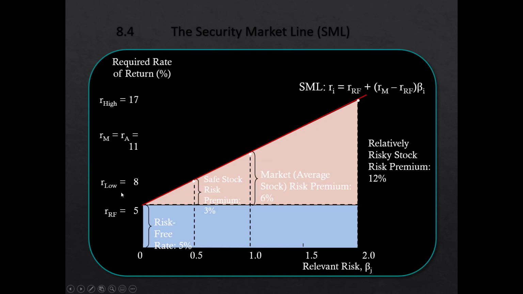for a low-risk stock. Do the same thing here for a high-risk stock. You've got 6 as a risk premium, so you multiply that by 2. You get 12, because you have a beta of 2. So 6 times 2 is 12, plus 5 is 17. And so that's your required rate of return for essentially a high-risk stock.